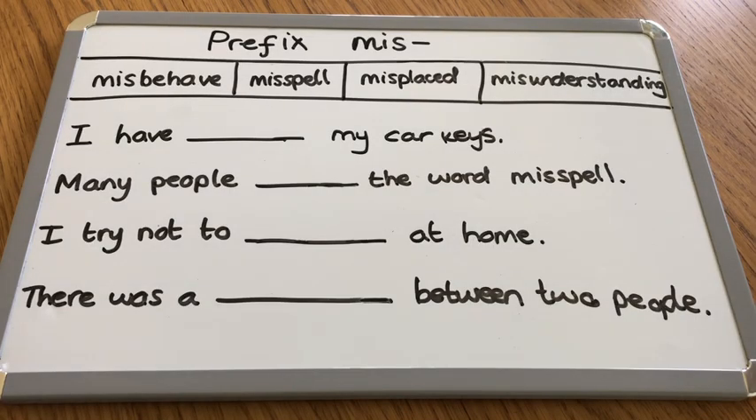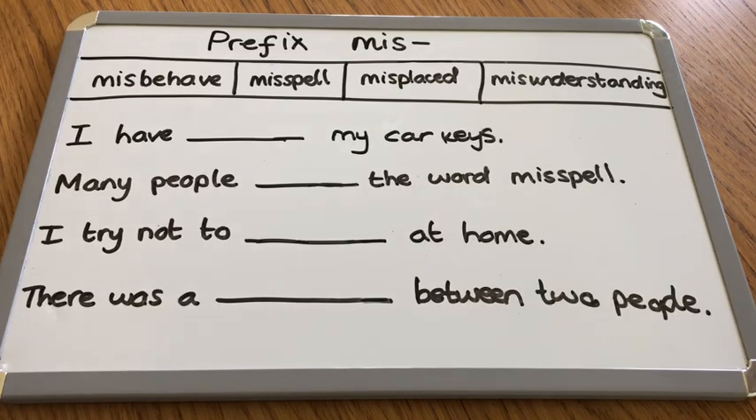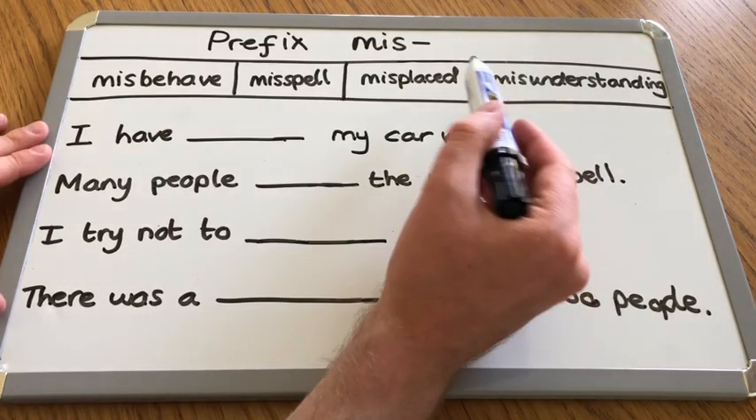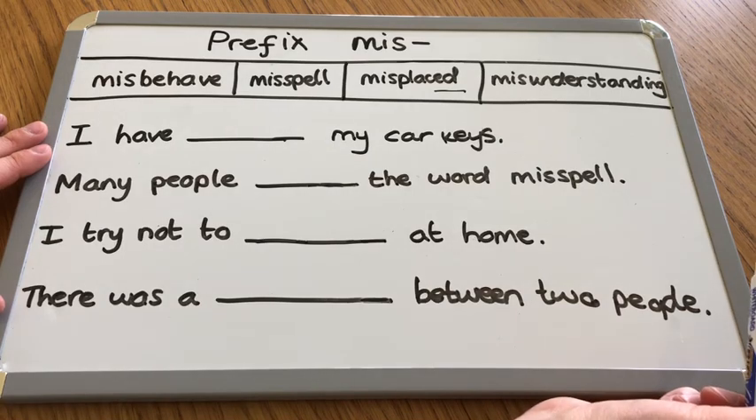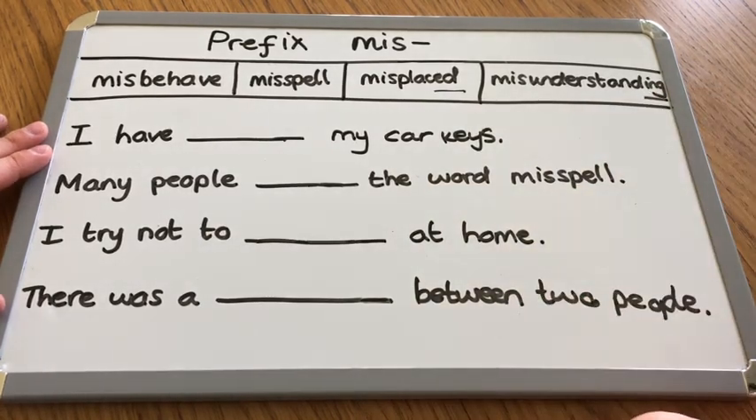Let's now have a go at using some of the words we've grown or built in sentences to make sure we understand them. We're going to use misbehave, misspell, misplace. I've grown the word further. Can you work out how? I've added the suffix ed to make it past tense. We're going to use misunderstand, but again, I've grown the word further by adding another suffix, ing, which has turned it into a noun. So let's see if we can select the correct word for the correct sentence. Let's have a look at what we've got first.